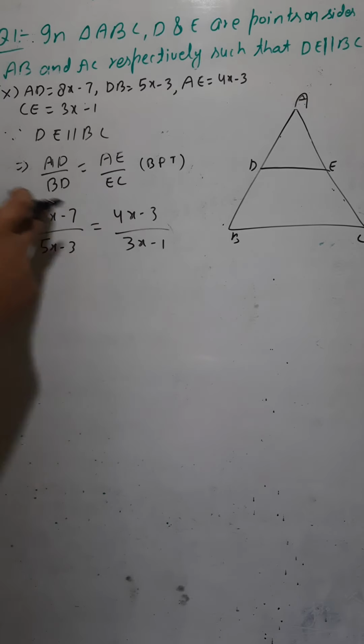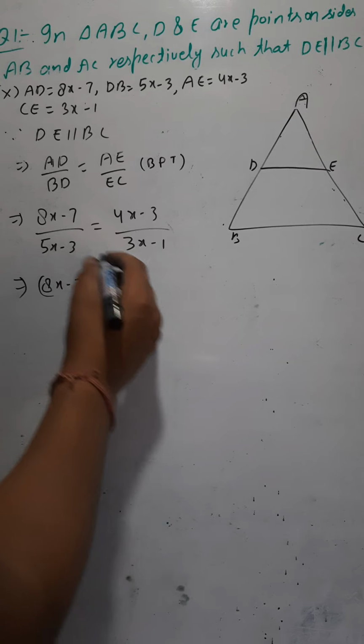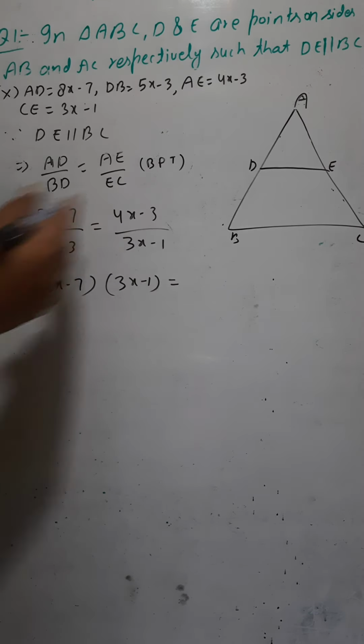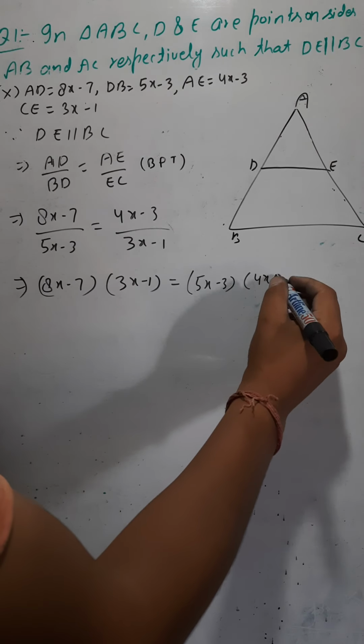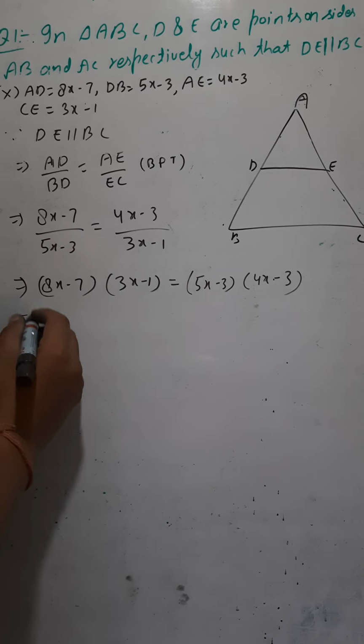If you are cross multiplying it, you would get 8x minus 7 inside the bracket times 3x minus 1 would be equal to 5x minus 3 into 4x minus 3. Yes or not? 5x minus 3 into 4x minus 3. And 8x minus 7. Values are correct now? Yes. And 3x minus 1. Okay. Now let's solve this.